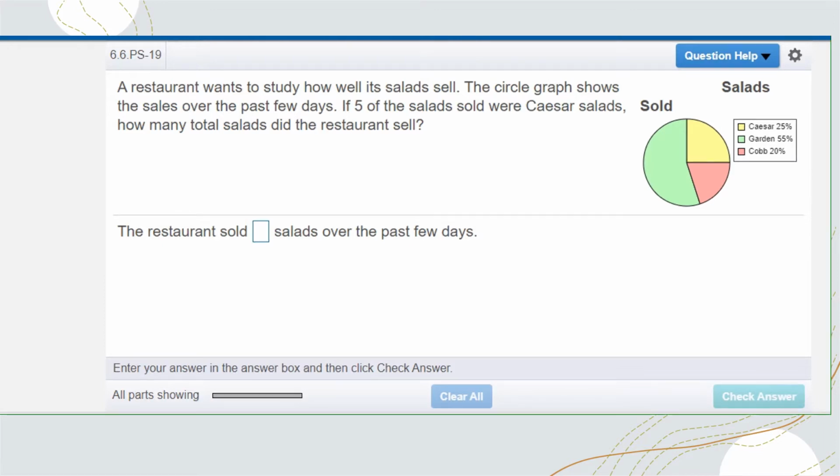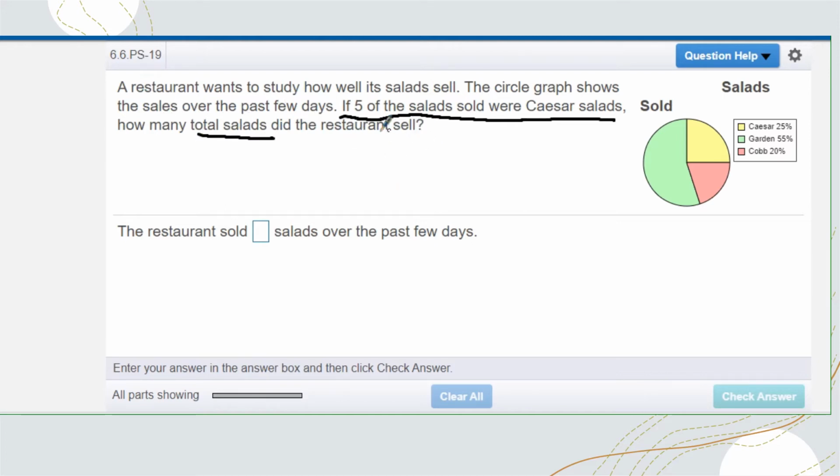A restaurant wants to study how well its salads sell. The circle graph shows the sales over the past few days. If 5 of the salads were Caesar salads, how many total salads did the restaurant sell?